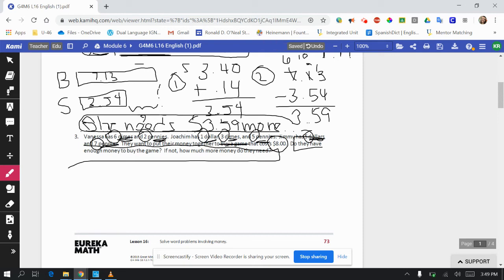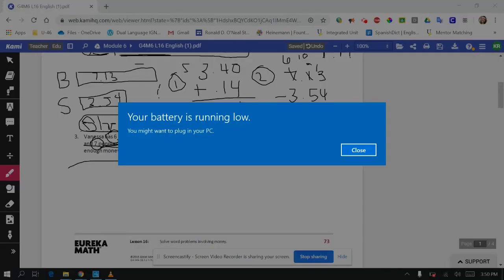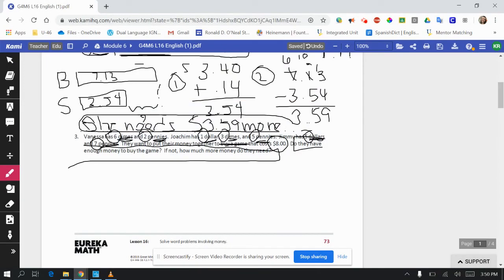All right, so we're really looking at, okay, do they have enough money to buy the game? So I'm going to add up first what they have. And then if they don't have $8, then I'm going to need to subtract. Okay, so this first part's telling me to add. Next part's telling me to subtract.